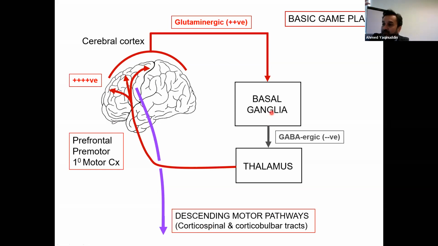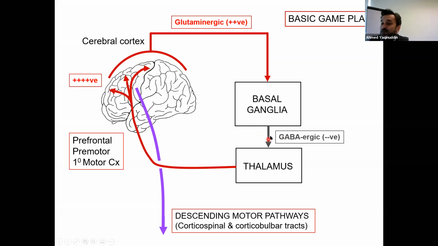The thalamus cannot activate the cortex to perform any movement. So when the cortex decides to perform a movement, it is going to send excitatory signals to the basal ganglia, which will in turn stop the tonic inhibitory discharge to the thalamus for a transient period of time, which will allow the thalamus to activate the motor cortex, and the motor cortex will be able to perform the motor movement.